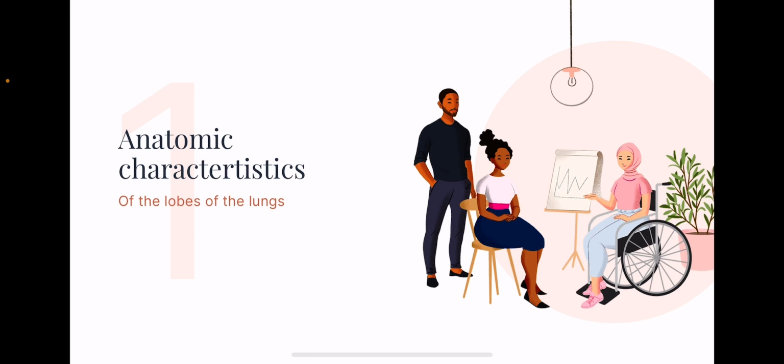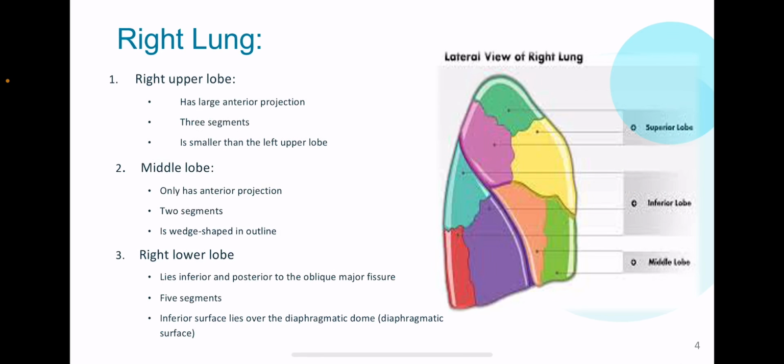We'd move on to the anatomic characteristics of the lobes of the lungs. So the right lung has three lobes. The right upper lobe or the superior lobe has large anterior projection, three segments. It's smaller than the left upper lobe. The middle lobe only has anterior projection. It has two segments and is wedge-shaped in outline. The right lower lobe or the inferior lobe lies inferior and posterior to the oblique major fissure. Five segments. Inferior surface lies above the diaphragmatic dome, the diaphragmatic surface.